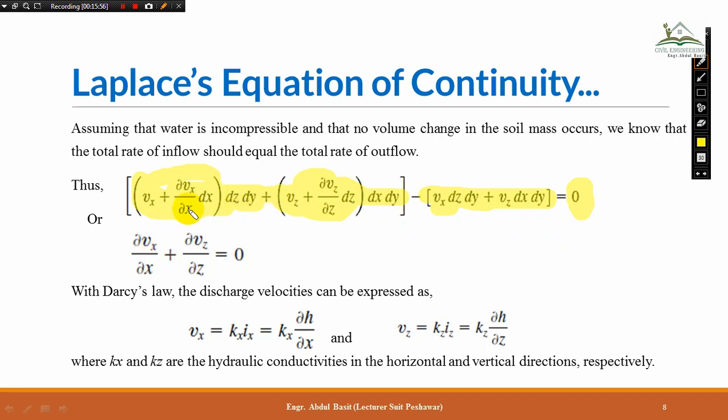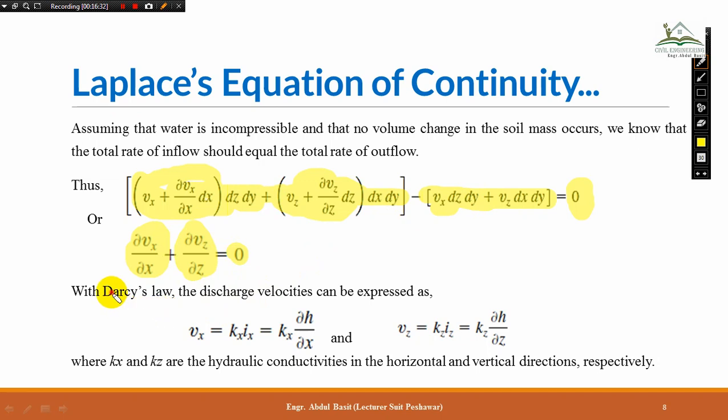After solving this equation, this will give us this result. This is the change in the velocity with respect to the x-axis distance, and here it is the change in the velocity in the z direction with respect to distance covered in the z direction. So this is the final solution from this equation.